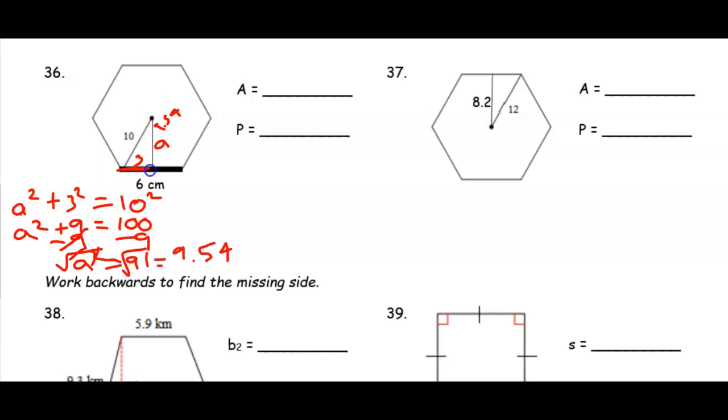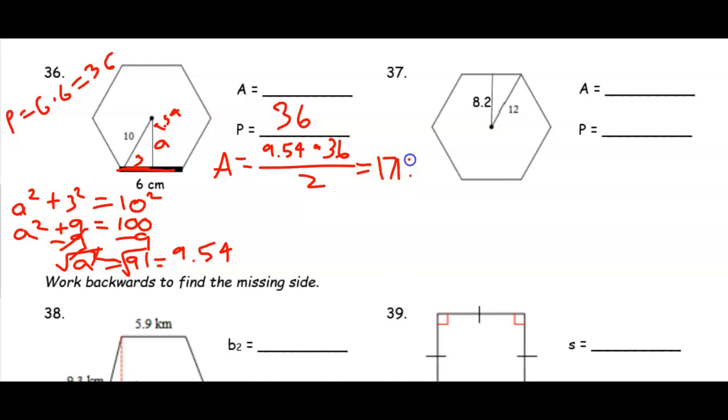So we can find the perimeter. 6 times 6, which is 36. And then the area is the apothem, 9.54, times the perimeter we just got, which was 36, divided by 2. We get 171.72. And that's going to be centimeters squared, and this is centimeters.